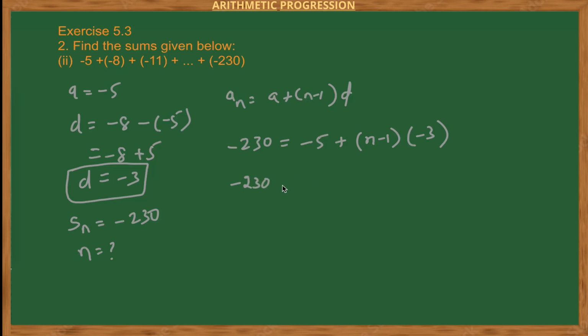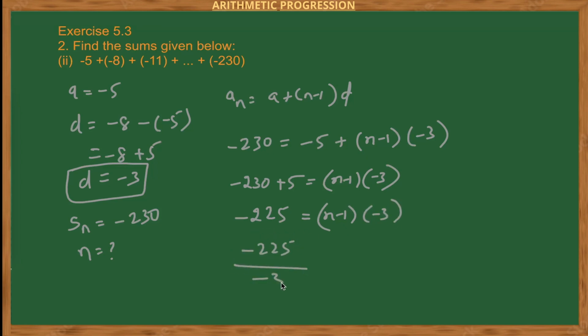Okay, so minus 230. Let's bring this minus 5 here; this becomes plus 5. So minus 230 plus 5 becomes minus 225, which is equal to (n minus 1) into minus 3. So let's try to solve it. 225 divided by minus 3: the minus signs cancel and 3 goes into 225, 75 times.